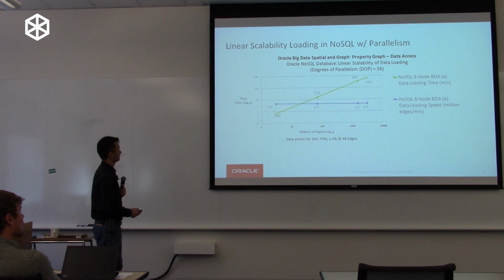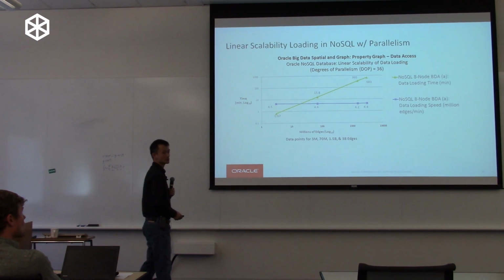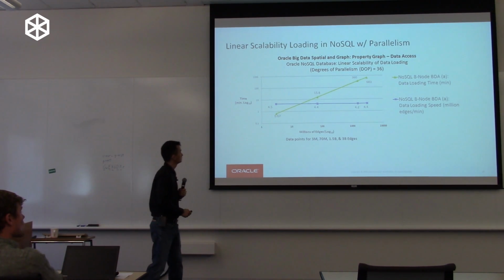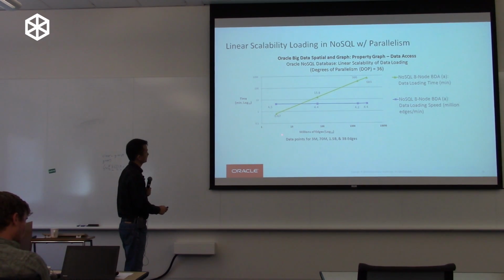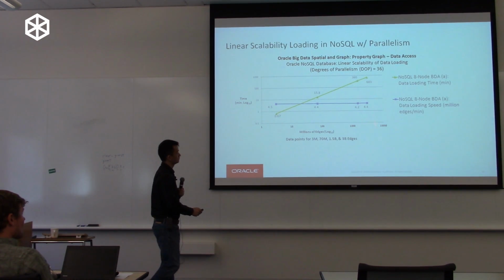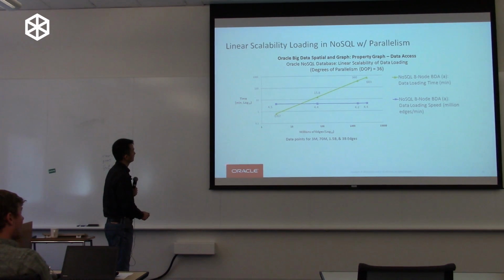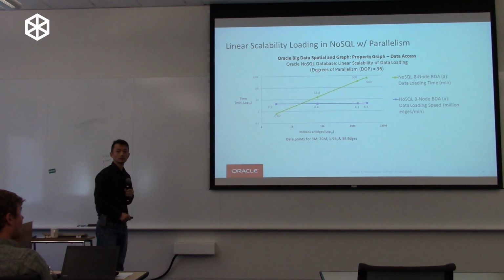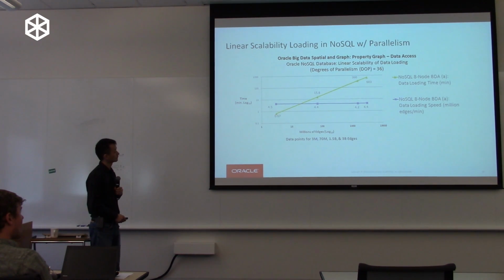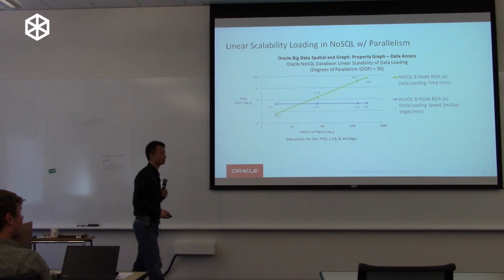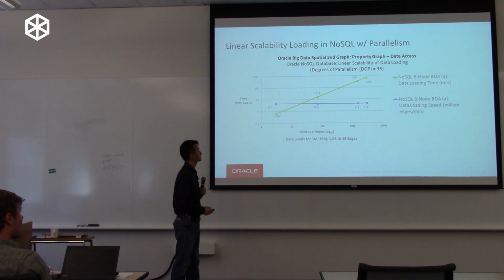And this one gives you an idea of the underlying database performance. We are using an 8-node NoSQL database cluster, pretty small. But as you can see, as we increase the graph size from a few million edges all the way to billions of edges, the data loading speed remains pretty much constant, and the time is linear to the size of the graph. If you have a larger cluster, then you can get even better performance.